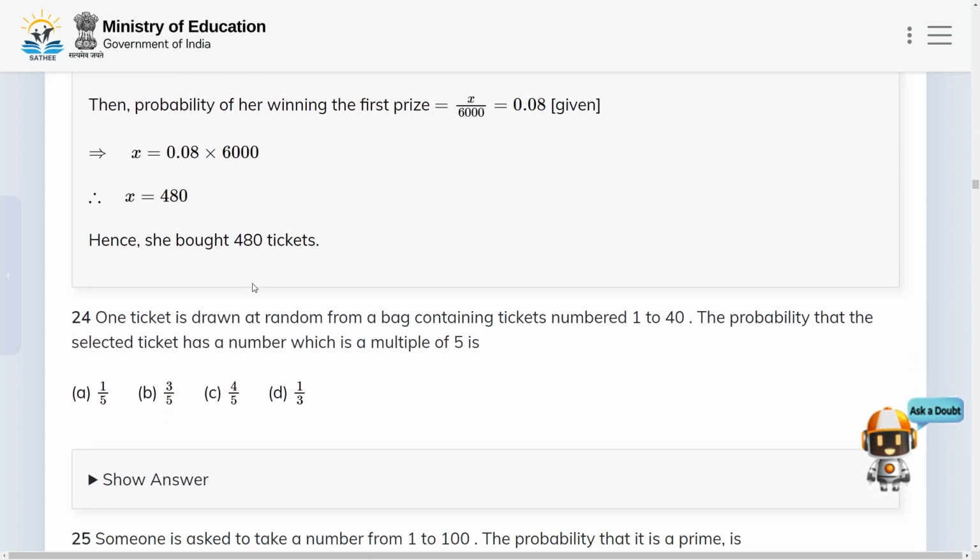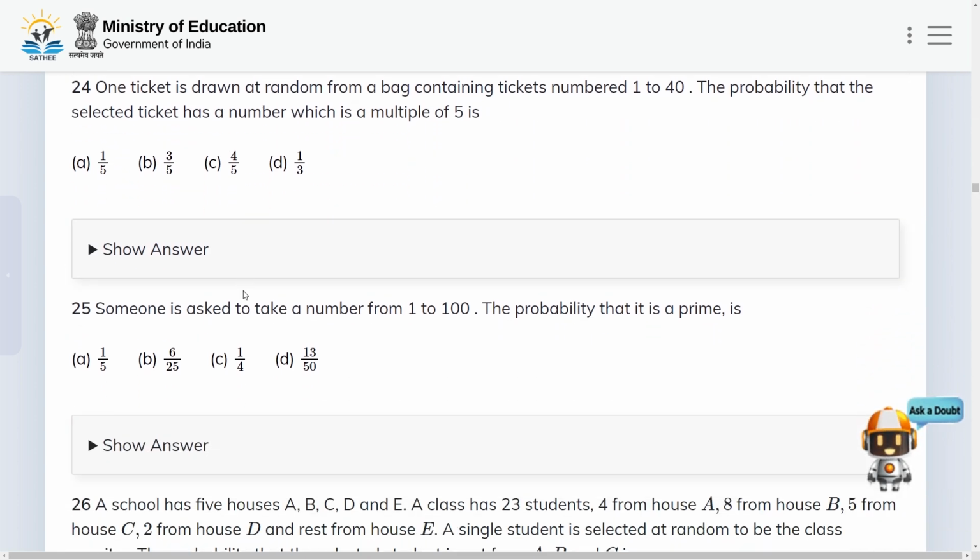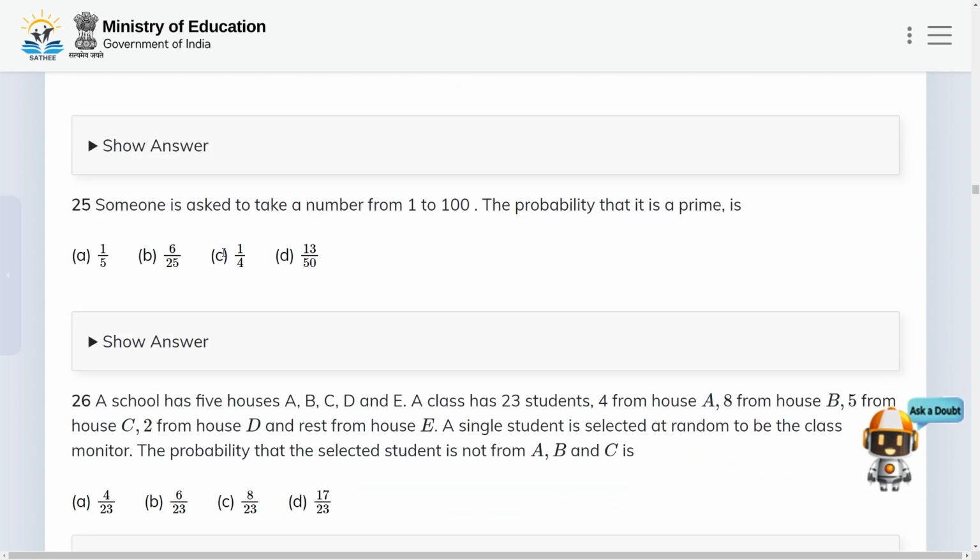And now let us see question number 24. One ticket is drawn at random from a bag containing tickets numbered 1 to 40. We need to find the probability that the selected ticket has a number which is a multiple of 5. So let us see the answer.